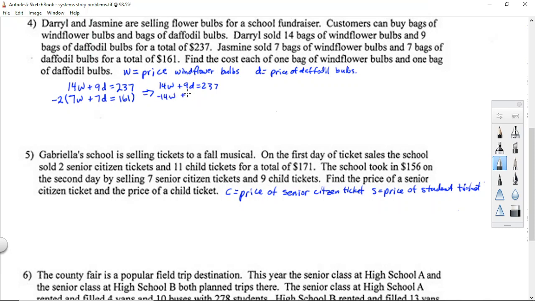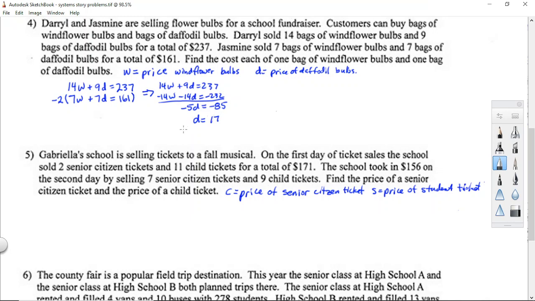-14W plus -14D. I guess I should just write that minus 14D, and that equals, and we multiply -2 times 161, that's -232. And now we'll add those two equations. The W's go away just like we intended, and you have -5D equals -85. Divide both sides by -5, and you get D equals 17.